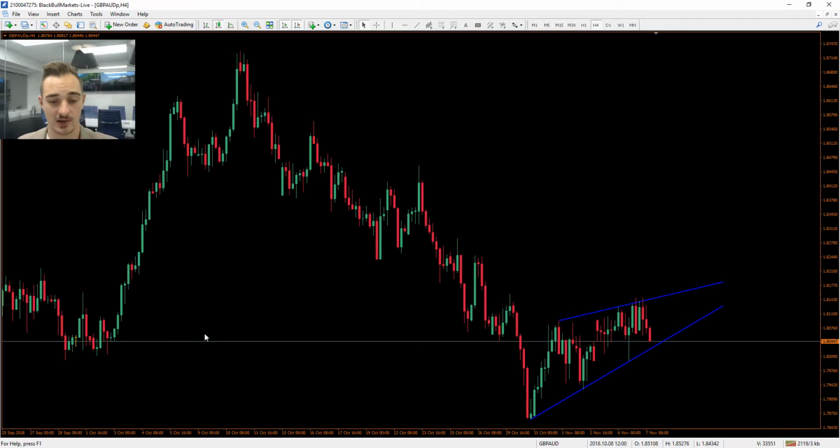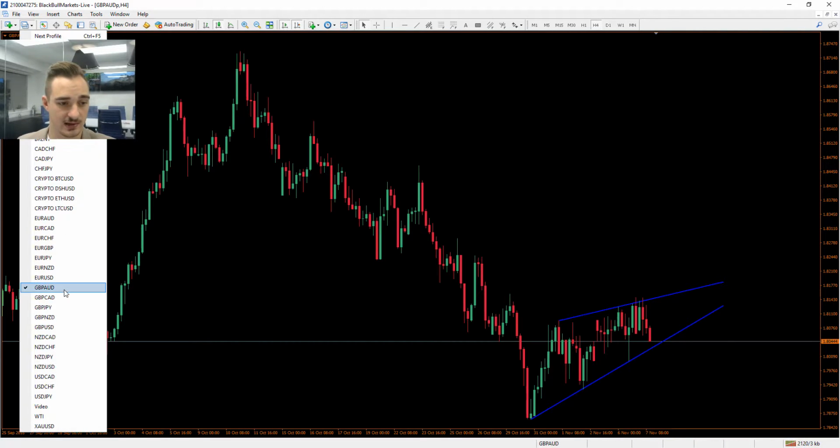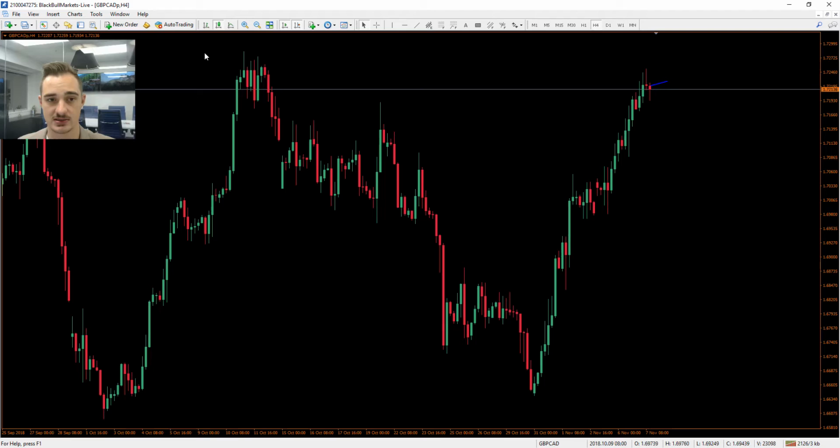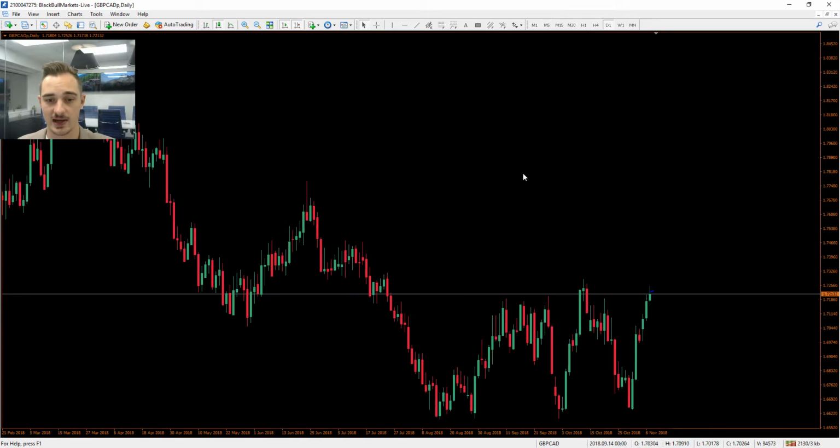And now moving on to our last pair, which is the pound Canadian dollar. Here we can see a nice double top we have on the daily. You can see it has offered, it's in a previous resistance area, so we've had another resistance here. We had the support turned to resistance, again a resistance zone, and now potentially another resistance.